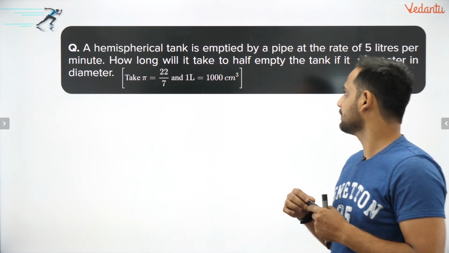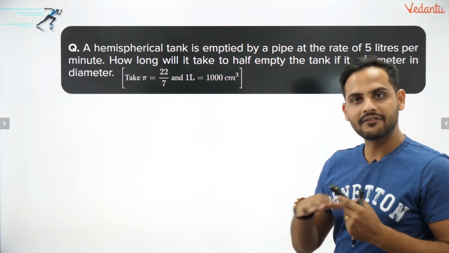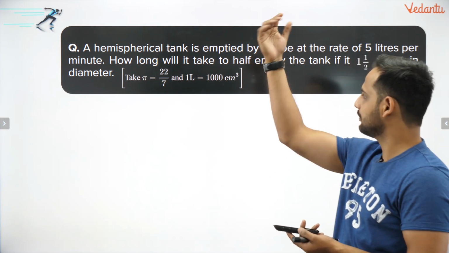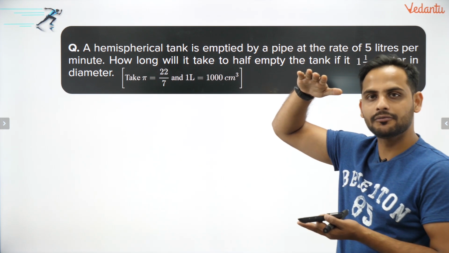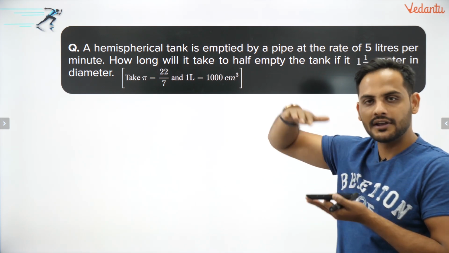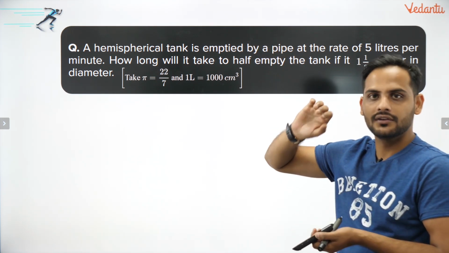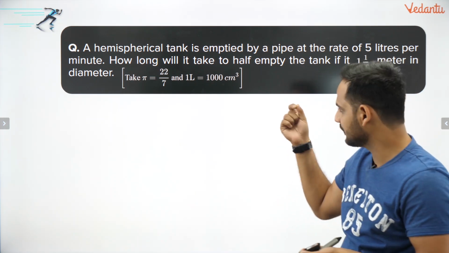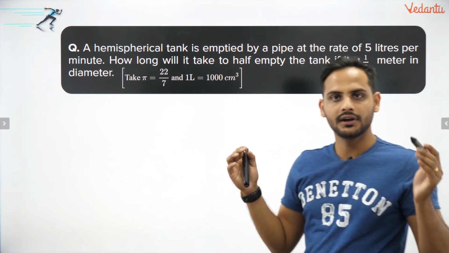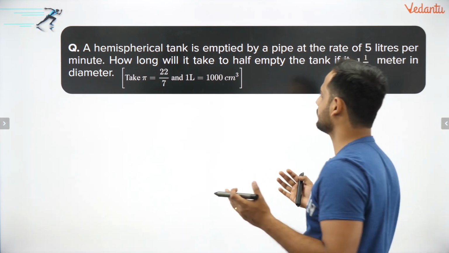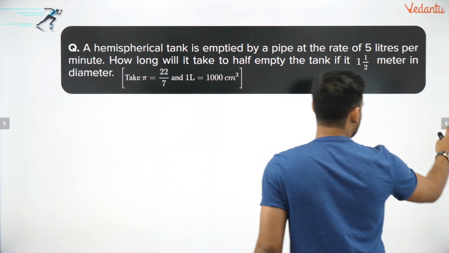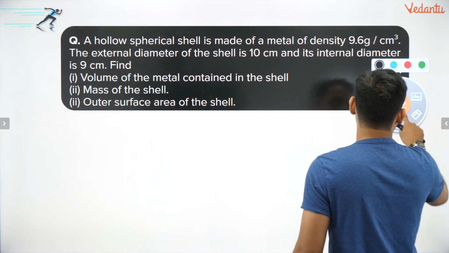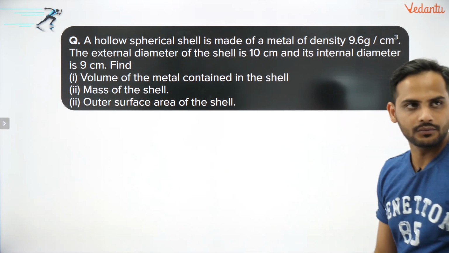Now it is told, how much time will it take to half empty the tank? So first thing we should know is what is the full capacity. If full is 10, half will be 5. If full is 100, half will be 50. So first thing we need to understand is the capacity of this hemispherical tank, when it is fully filled. So that means we need to find out the volume. Volume of a hemispherical tank is 2 by 3 pi r cube, right?